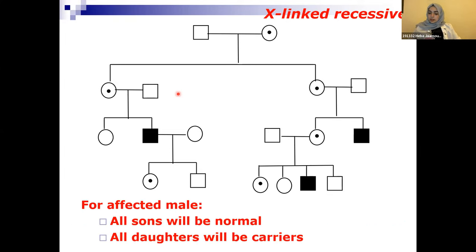So for an affected male, all sons will be normal. Why? Because the son takes the Y chromosome from his dad, and this is X-linked, so they're not going to get the affected X. So they're good, okay? And all daughters would be carriers. All daughters will be carriers because they get one X from their dad and one X from their mom. And if the X of the dad is affected, then they get it and they become a carrier.